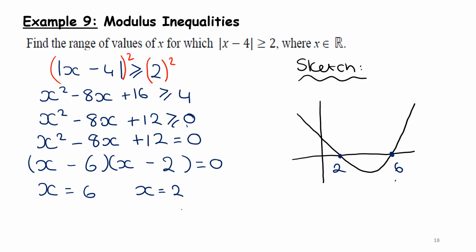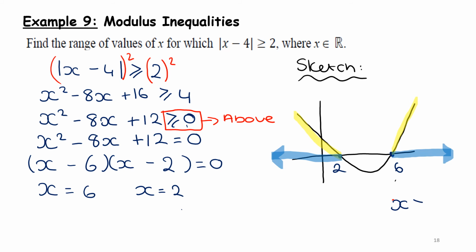My last inequality was greater than or equal to 0, which means we're talking about above the x-axis. So we're talking about this piece and this piece of my graph. That corresponds to these x values and then these x values. So putting those in terms of an inequality, we're talking about where x is greater than or equal to 6, or where x is less than or equal to 2.